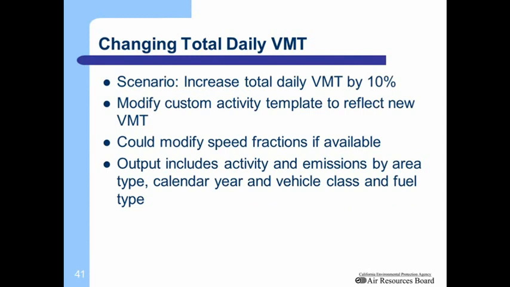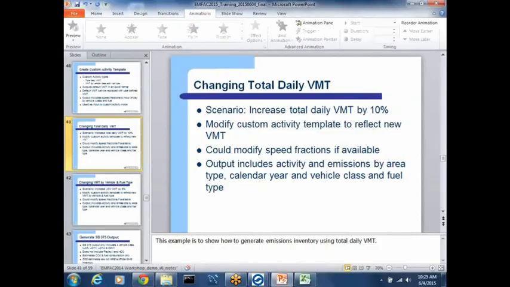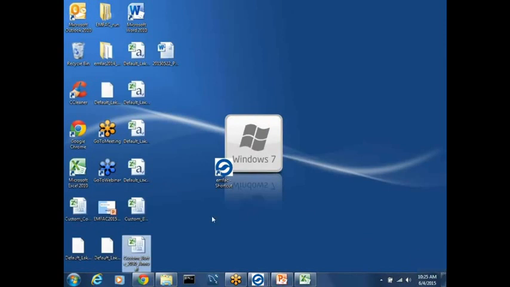First, we need to modify the custom activity template to reflect the new VMT. We could modify speed fractions if available. In this scenario, we don't have any speed fraction, so we won't change the speed fraction template. Output file will provide activity and emissions by area type, calendar year, and vehicle and fuel type. So let's do this example using the custom activity template that we just generated here.